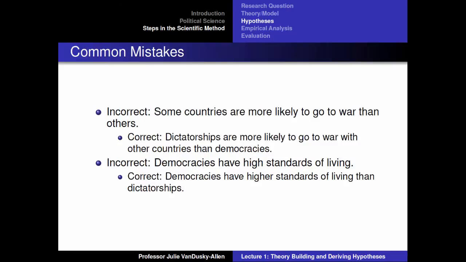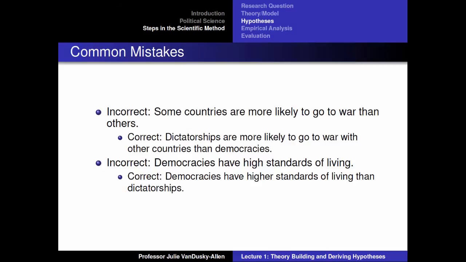It is easy to make mistakes in hypothesis writing. A common mistake is not correctly identifying what the independent variable is. For example, you could say, some countries are more likely to go to war than others. But which countries exactly? What specifically leads some countries to be more war-prone than others?